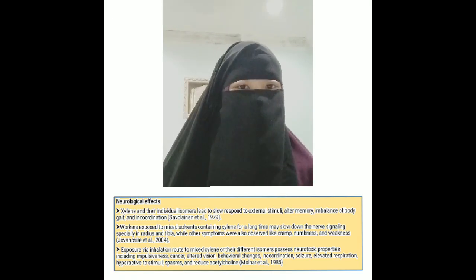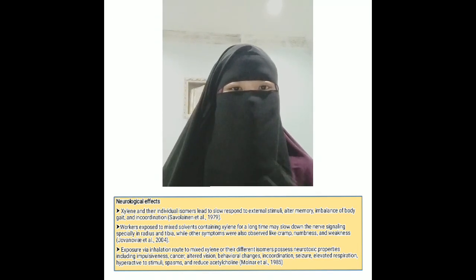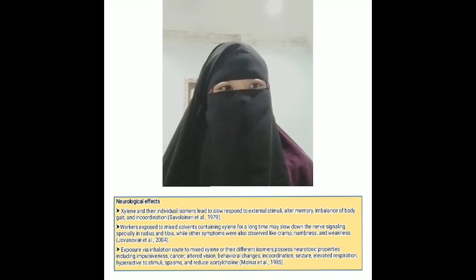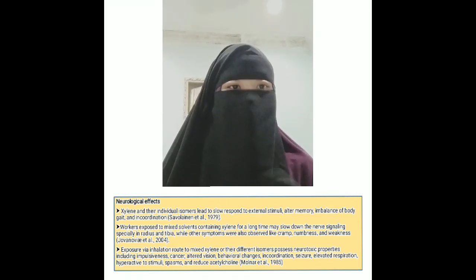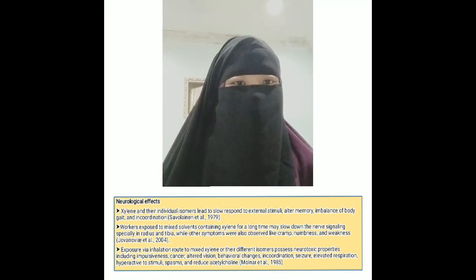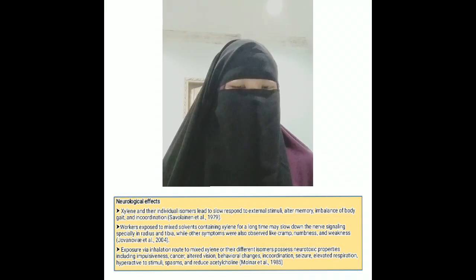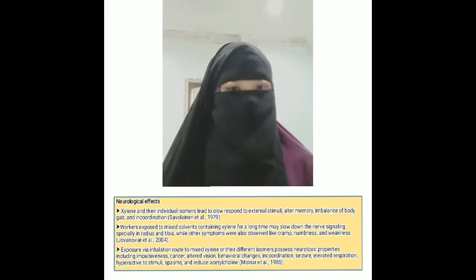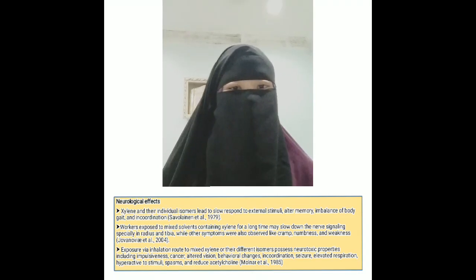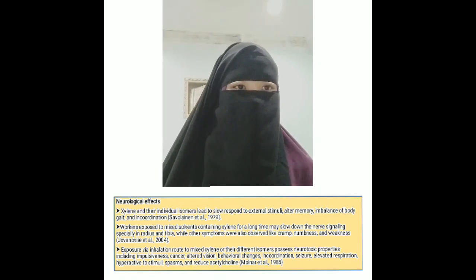And then the workers who are exposed to mixed solvents containing xylene for a long time may experience slowed nerve signaling, especially in the radius and tibia, while other symptoms will also be observed, such as cramps, numbness, and weakness. And then exposure via the inhalation route to mixed xylene or its different isomers will pose neurotoxic properties, including impulsiveness, cancer, altered vision, behavioral changes, incoordination, severe elevated respirations, hyperactivity to stimuli, spasms, and reduced acetylcholine.